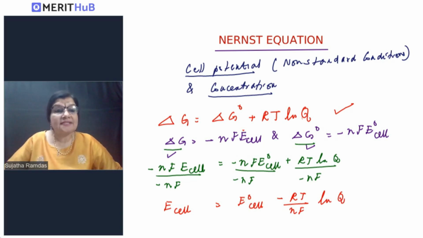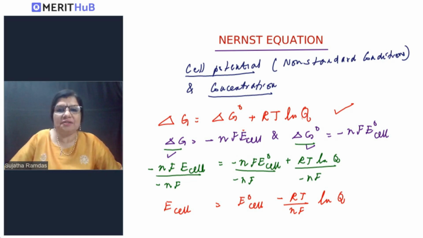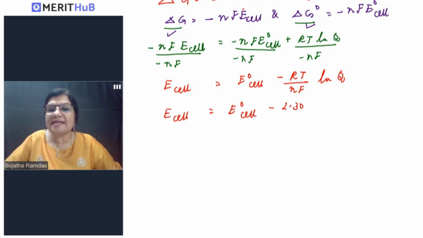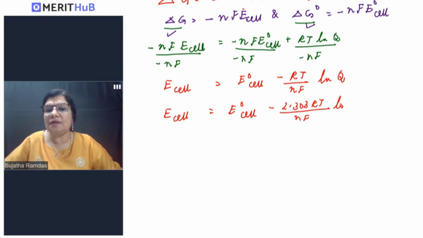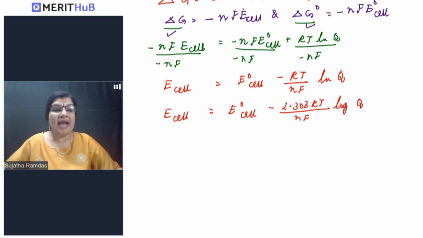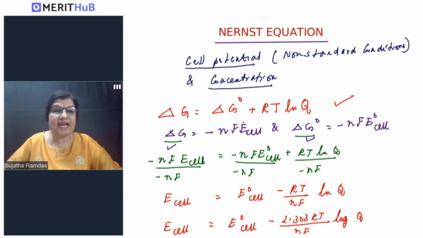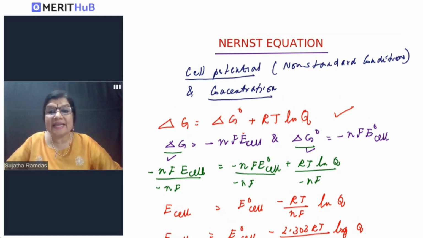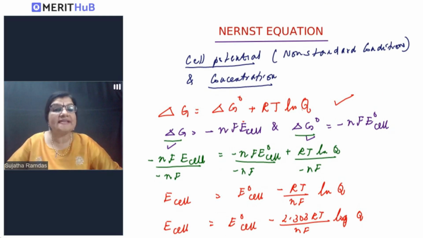Okay. Let's convert this to the logarithmic equation. So we get E cell is equal to E naught cell minus 2.303 RT by nF log Q, where Q is the reaction quotient. So you know all the terms. E cell is the cell potential under non-standard conditions. E naught cell is the standard cell potential. Now we have R, T, n, and F. What are these values? Let's understand them better.